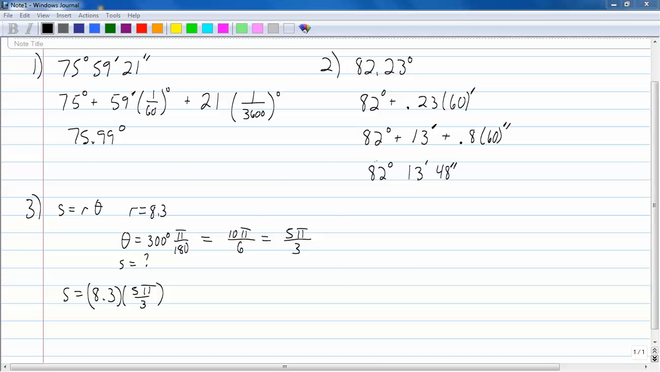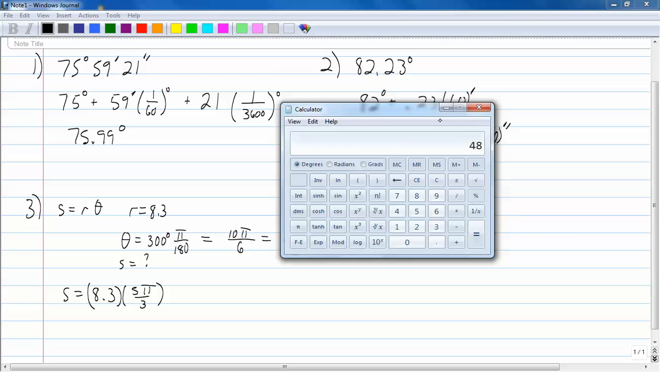I would suggest using the pi button, but if you don't, use 3.14159. On the test, all the answers are rounded to one decimal place, so 8.3 times 5 times pi, and then that divided by 3. Alright, so if I round to one decimal place, that's 43.5.